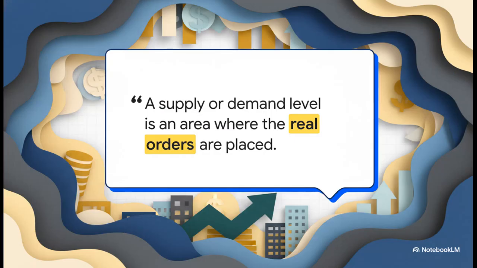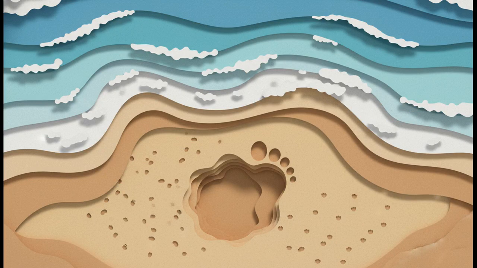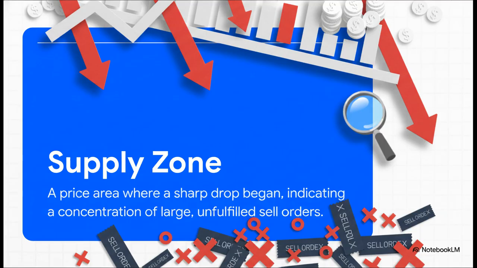And the keyword there is real orders. We're not talking about you or me buying a few shares. These zones are believed to be the places where the big institutions, the players with enough cash to actually move the market, are placing their giant orders. A really simple way to think about it is like this. These zones are like footprints in the sand. A small retail trader, they don't leave much of a mark. But when a massive financial institution steps into the market, they leave a deep, obvious footprint. We can actually see these footprints on the chart, and we call them supply and demand zones. And of course, on the flip side, we have supply zones.